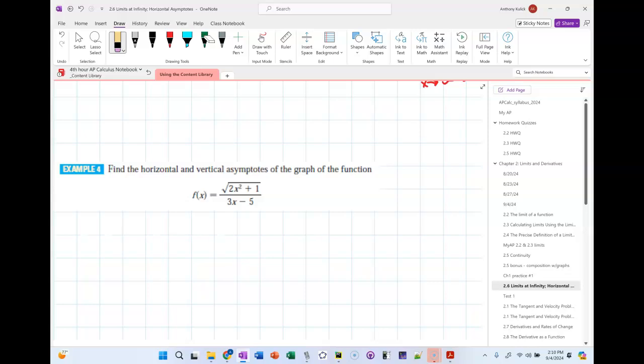From last year, how would you find the vertical asymptote? Root 2 over 3. Well, the square root's only applying to the numerator. Yeah, but I was saying it would get rid of the square and it would make the root 2 x. So root 2 over 3. Ooh. I don't think so.